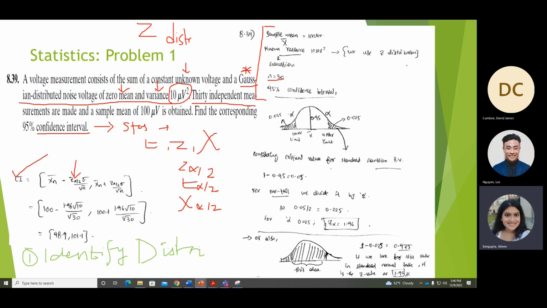So that's a Z distribution. You can either write Z distribution as your first step, or write that since the variance is known, we are concluding that this is a Z distribution. Just write one word or one line on it so that our professor understands that you know this is a Z distribution. Great. 95% confidence interval means 1 minus, so whatever percentage you have, you're trying to convert 95%.